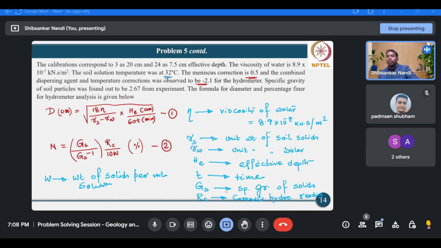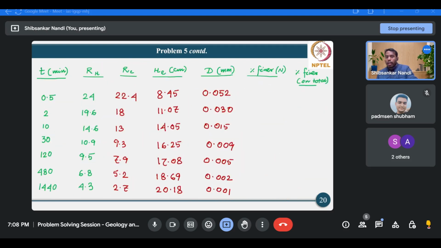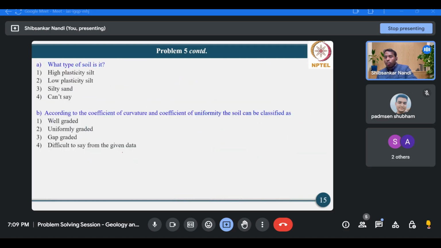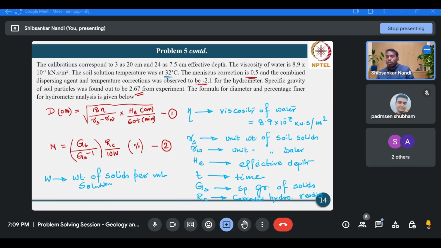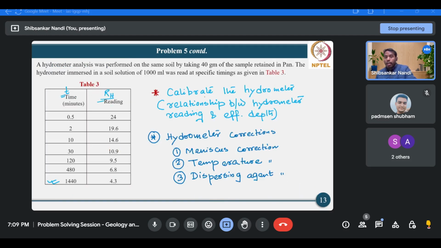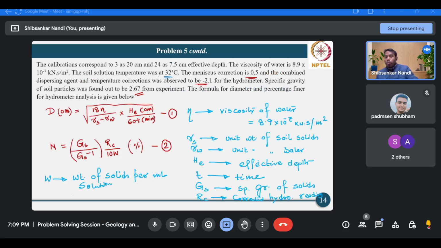For percentage finer, you need to know GS, that is 2.67 for this problem, then RC, the corresponding corrected hydrometer reading 22.4, 18, 13 and so on, and the W. What is W? W is the weight of solids per ml solution. For this problem we have mixed 40 gram of sample in 1000 ml water. So for per ml of solution, it will be 40 by 1000. So W value would be 40 by 1000.